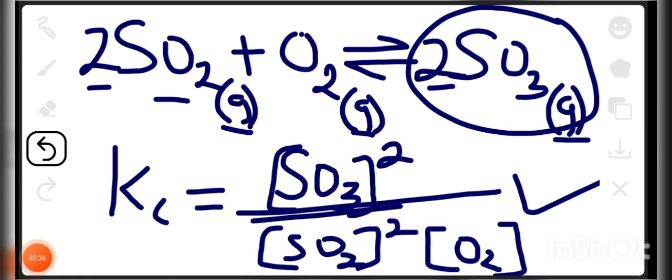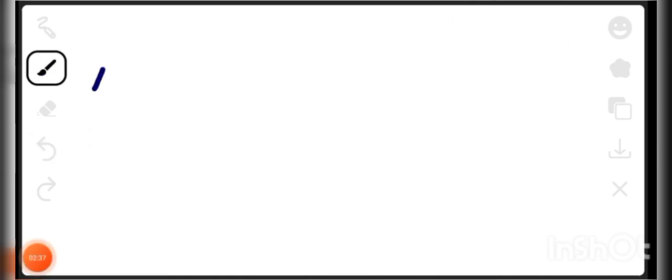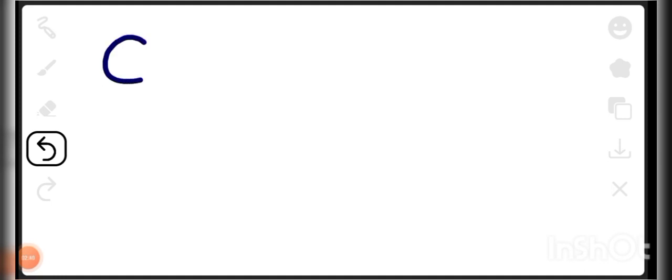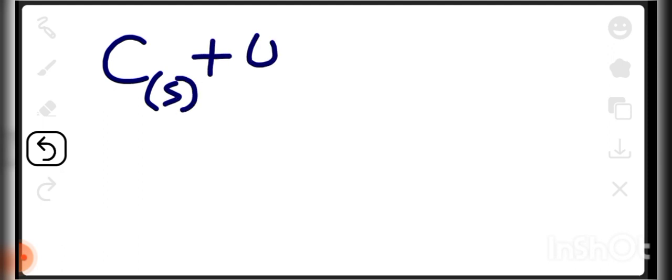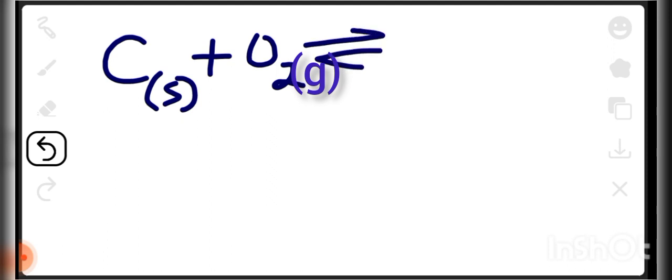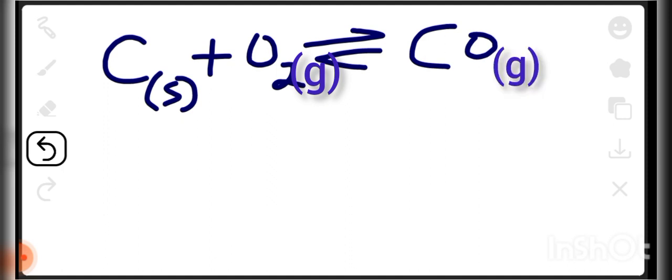It's very, very important. Let's assume we want to combine carbon solid and oxygen gas to form carbon monoxide. As we want to do this, to balance this equation now, we have 2 oxygen. Just put 2 here, then you put 2 here. The equation will be balanced.